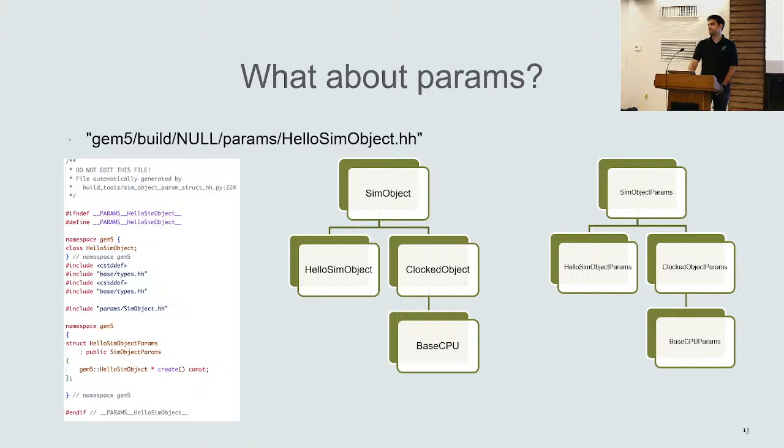It's working in both Python and C++, just code that makes sure that what you do in one works in the other. And we also just looked at the code for hello SimObject params in build null params hello SimObject.hh.